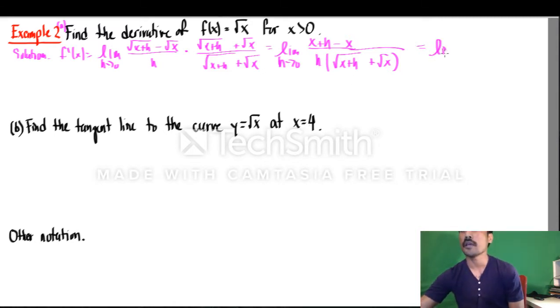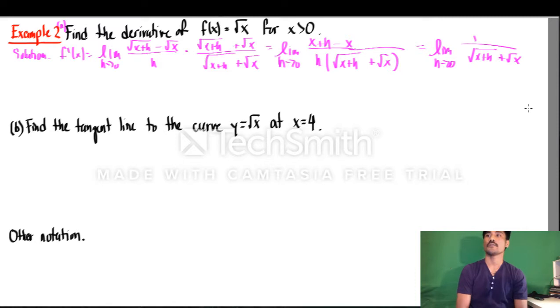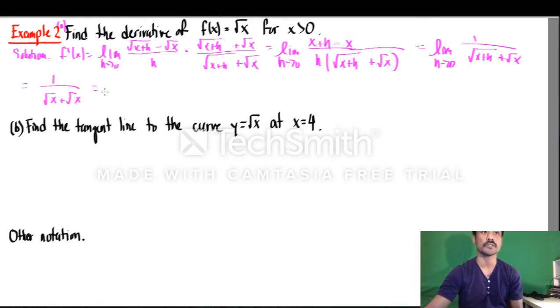So we'll get the limit as h approaches 0 of positive 1 over this. And it looks like we can take the limit, since there's no division by 0 in the denominator. So take h to approach 0, and we'll get 1 over root x plus root x, which is 1 over 2 root x.